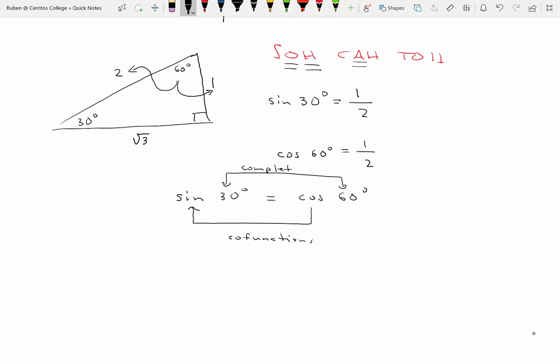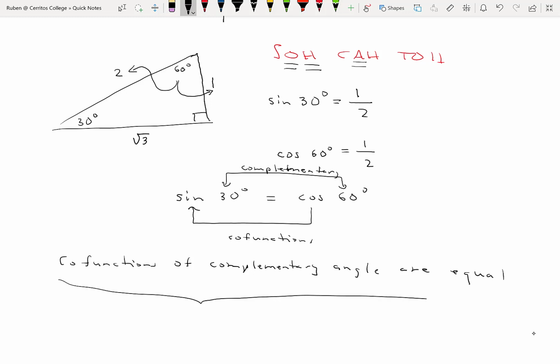Here are all 12 of our last identities. Cofunctions of complementary angles are equal. That's 12 identities in one statement. How can that be? How can that be even one identity? Well, you'll see that in a minute. Let's name this. This is called the Complementary Angle Theorem.